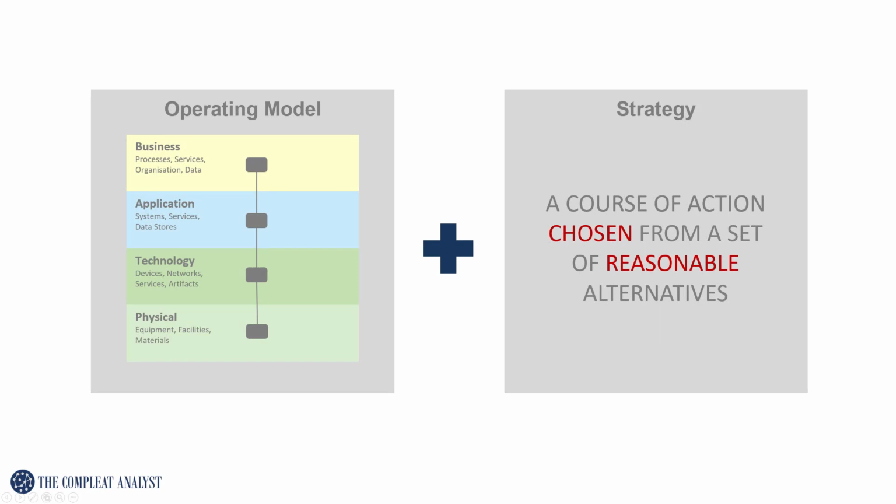As you can see here, the definition of operating model strategy is a straightforward combination of two things. Our video on operating model explained that it must cover the full stack from business down to the physical level, as you see on the left. In that video, I also pointed out that the term operating model wasn't enough to cover its different representations over time. One of those representations, and usually the first one defined, is the strategy, which we have described as a specific course of action chosen from a set of reasonable alternatives.